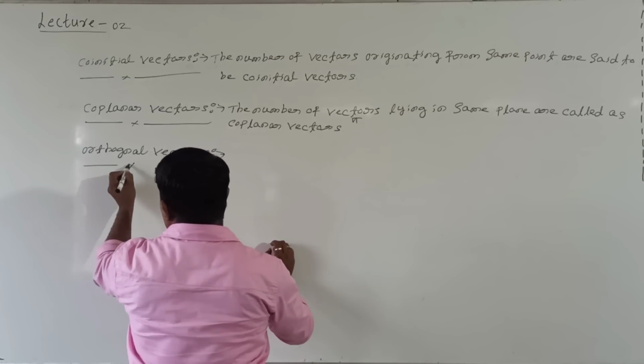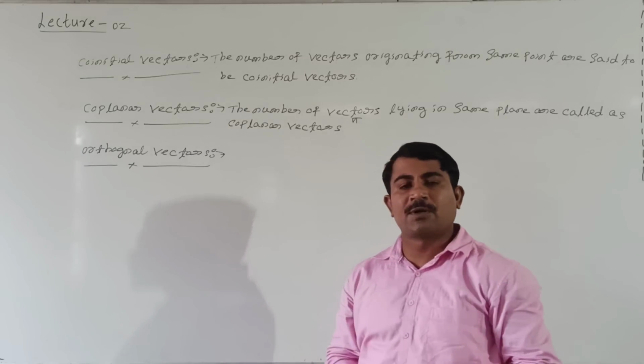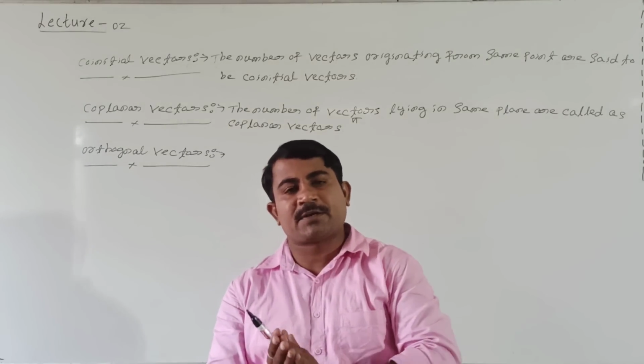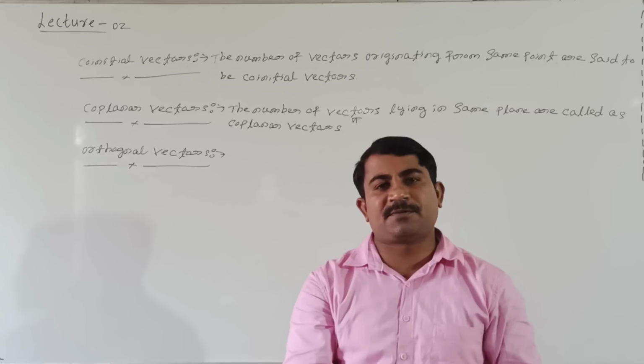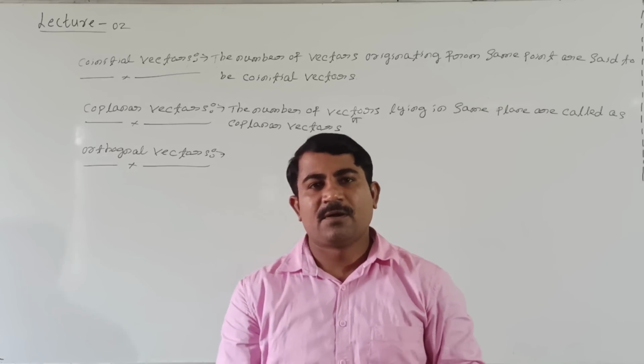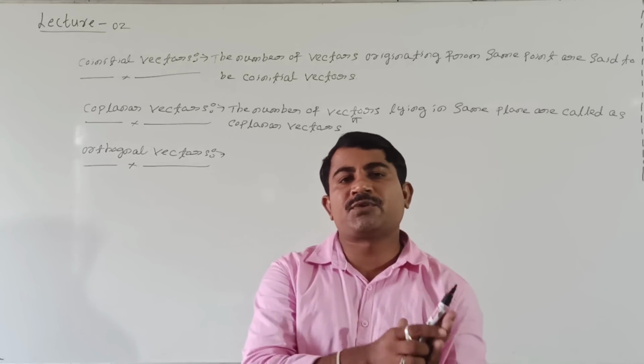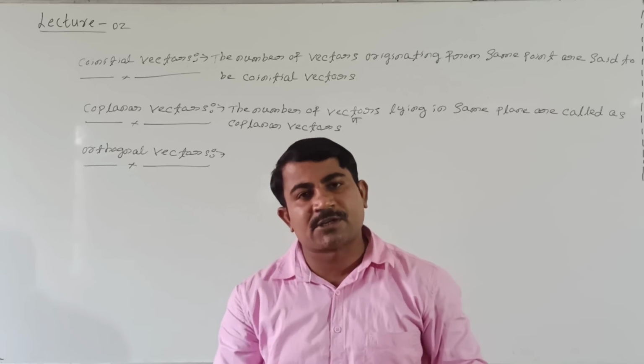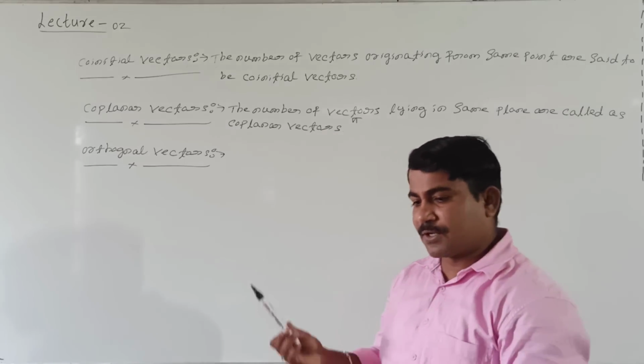Orthogonal vectors, right? Orthogonal means a number of vectors that are mutually perpendicular to each other. Such vectors we call orthogonal vectors. Shall I take the definition?